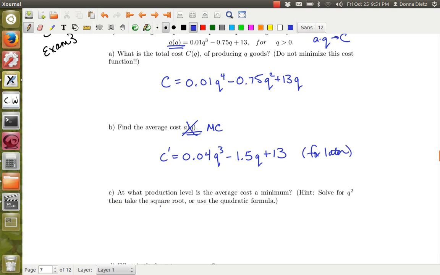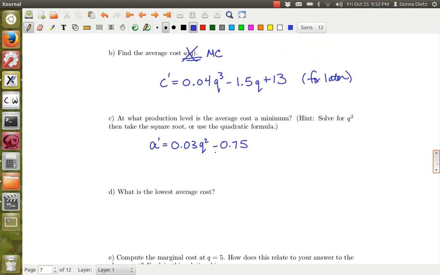At what production level is average cost a minimum? So we look at average cost, and average cost is not a quadratic. It's not just a parabola. So we actually have to take the derivative, set it equal to 0, and solve. Okay, you can just use the quadratic formula as a hint, but since this is very simple, there's no bx term. There's no middle term in this guy. So you can just do the following.